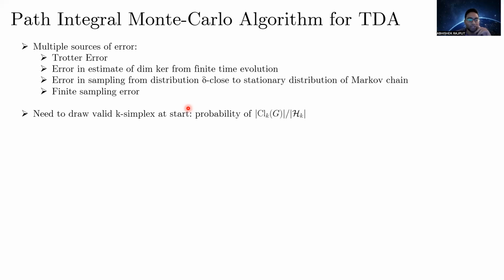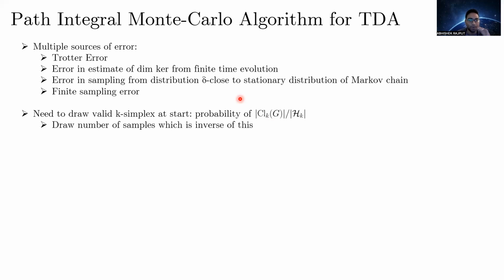And there's also an additional source of contribution to the complexity, which is that you need to draw a valid K-simplex at the start. The idea is that this is basically proportional to the dimension of your K-simplex space, or the space of all K-simplices, over the number of K-simplices that are there in your input graph, or in the clique complex that's associated to your input graph.